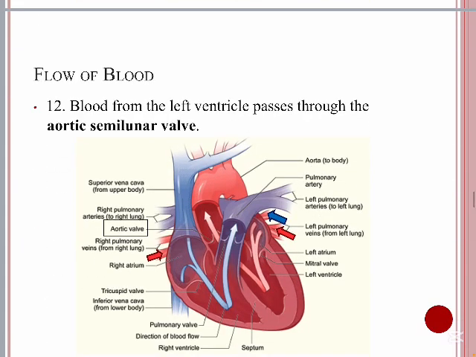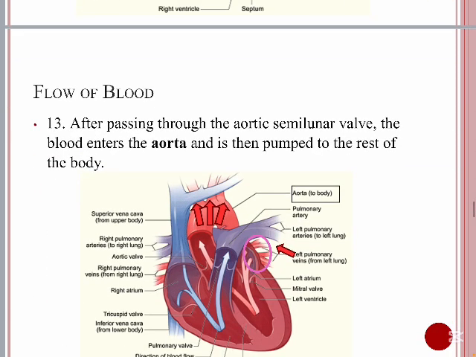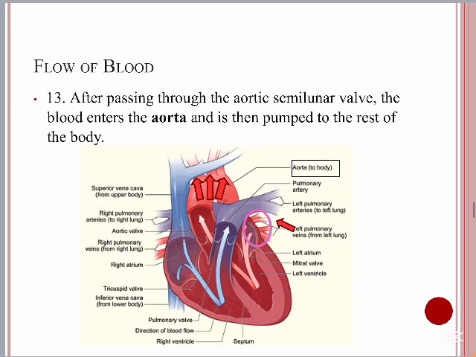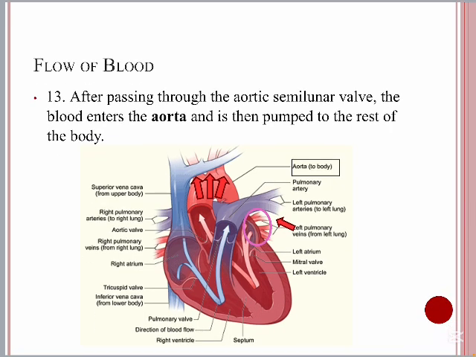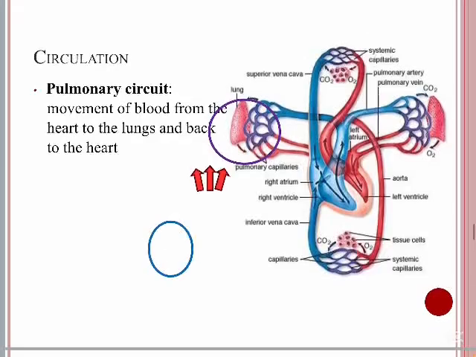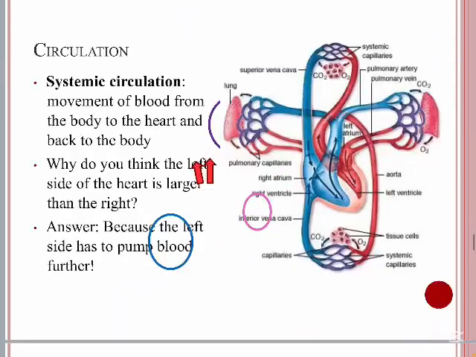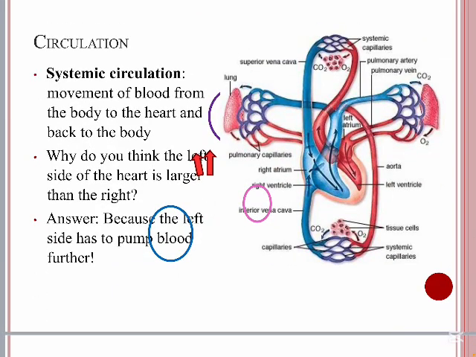Number 12, blood from the left ventricle passes through the aortic semilunar valve. Number 13, after passing through the aortic semilunar valve, the blood enters the aorta and is then pumped to the rest of the body. Circulation. Pulmonary circuit: movement of blood from the heart to the lungs and back to the heart. Systemic circulation: movement of blood from the body to the heart and back to the body.